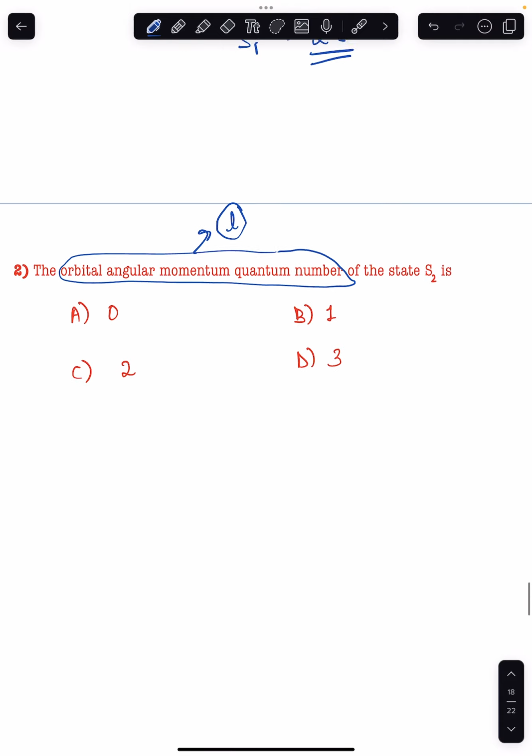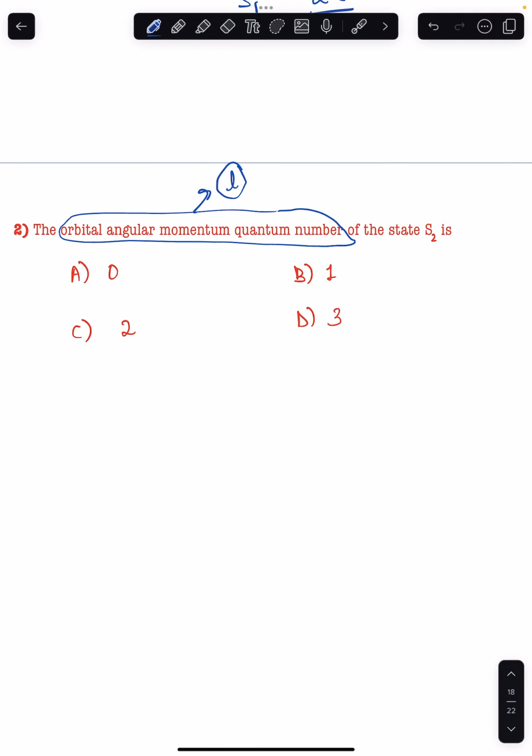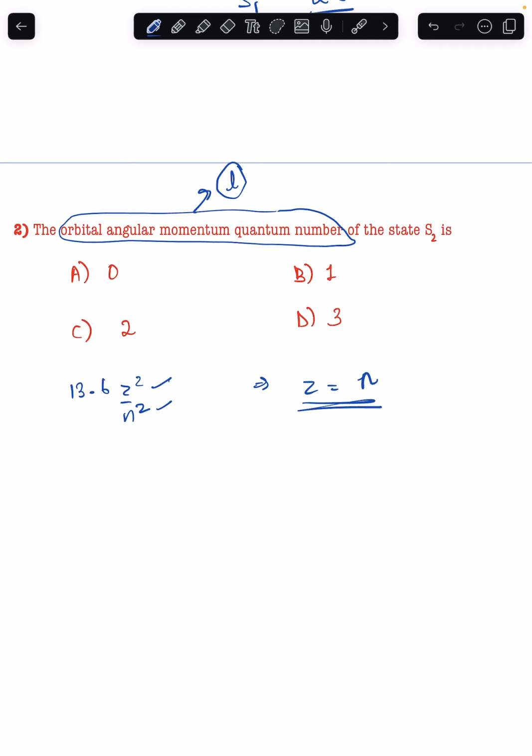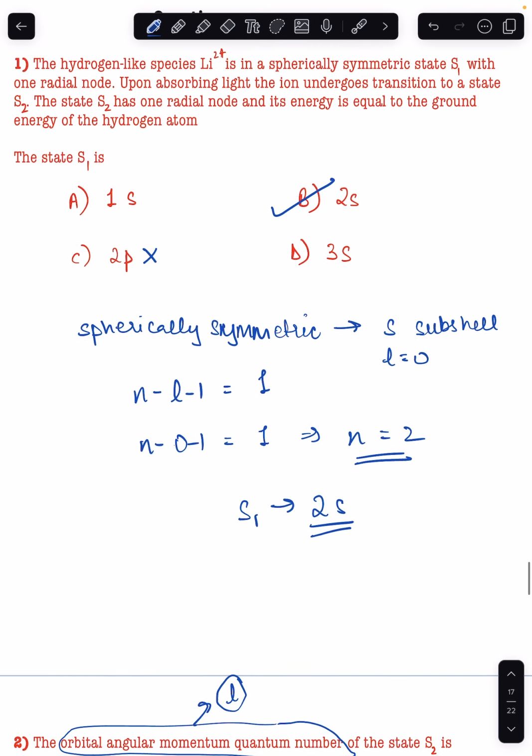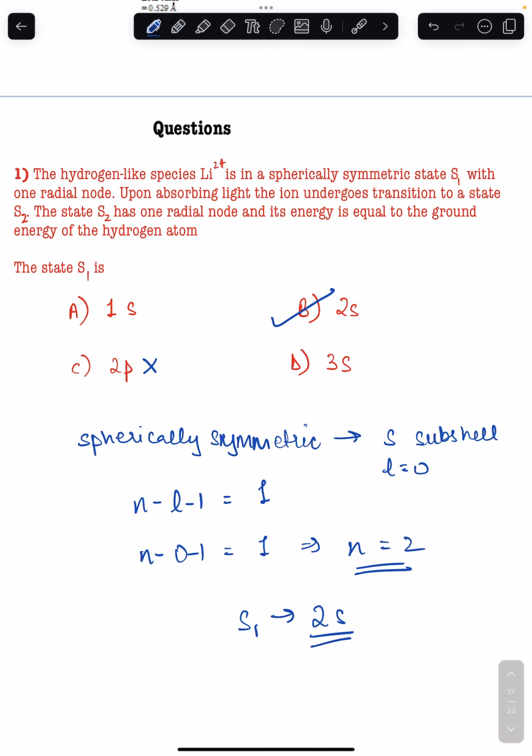For the ground energy of the hydrogen atom, we have 13.6 Z square by N square, right? So in hydrogen atom, these both are 1. So this means that Z is equal to N. Z is going to be equal to N, and Z we know already here.